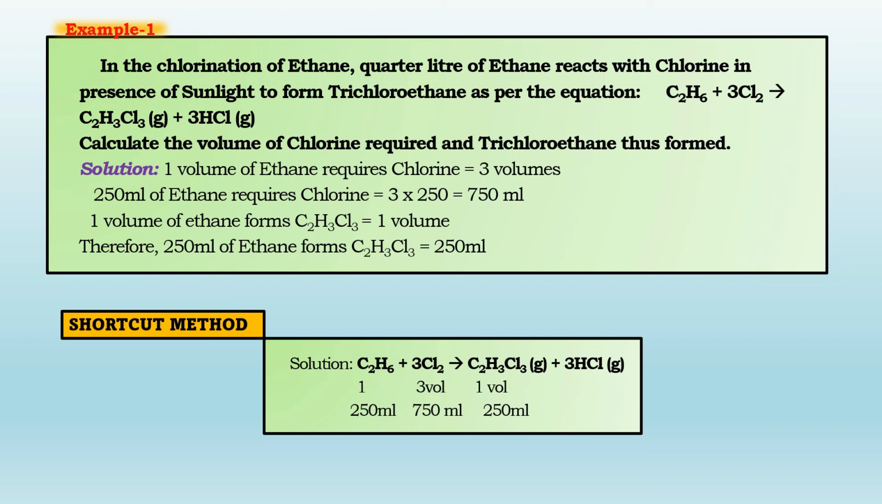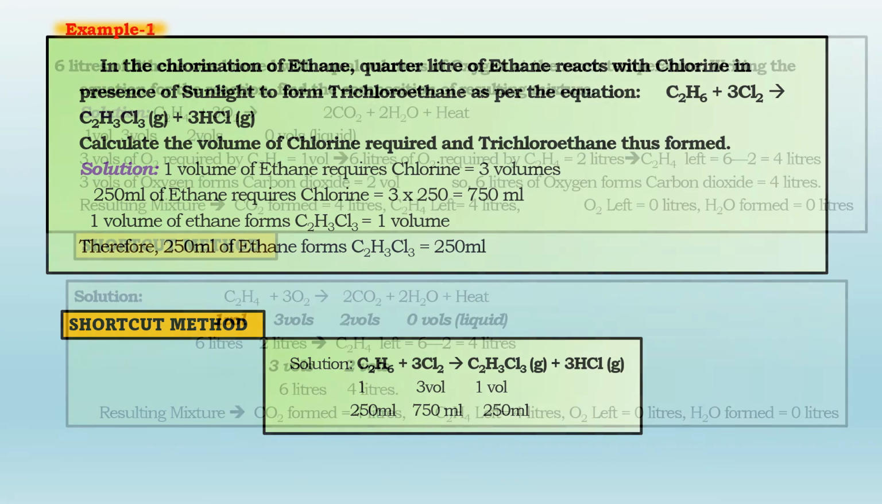C2H6 is 1 volume, 3Cl2 is equal to 3 volume, and C2H3Cl3 is also equal to 1 volume. So if 1 volume is 250, 3 volume is 750, and again 1 volume is again 250. In this way, the numericals of Gay-Lussac's law can be solved verbally.